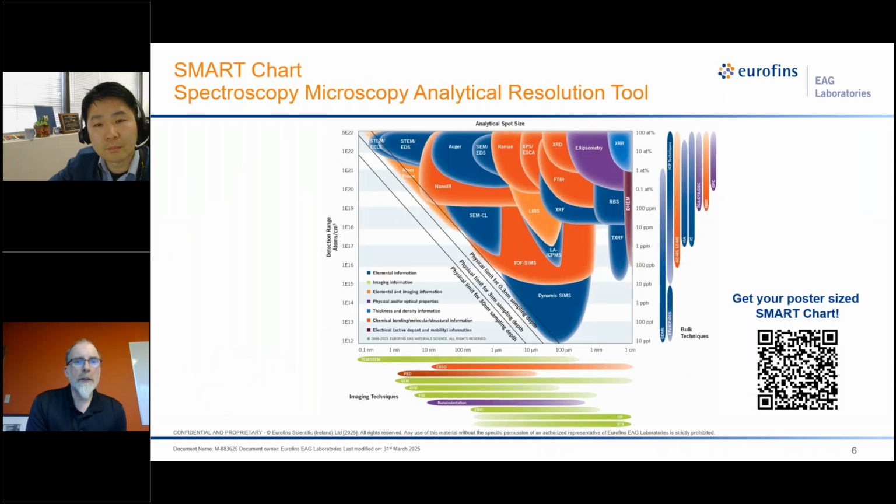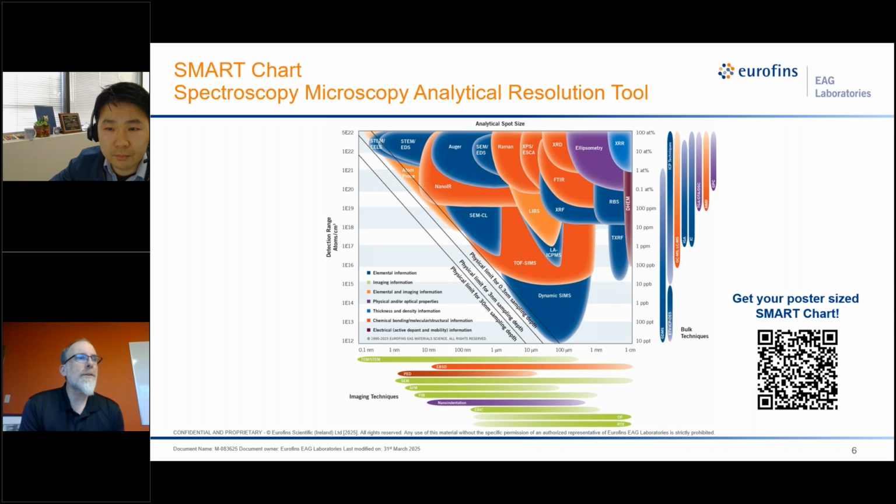This is a chart you may have seen before called the SMART chart. It's a useful tool to help you determine the proper method for your analytical needs. You can find a copy of this online at the QR code in the bottom right, and you can even get your own poster-sized version of this chart for your lab. SMART is an acronym for Spectroscopy Microscopy Analytical Resolution Tool, and it shows the techniques we have available here at EAG, color-coded and plotted on the chart according to the spot size and the detection limits.